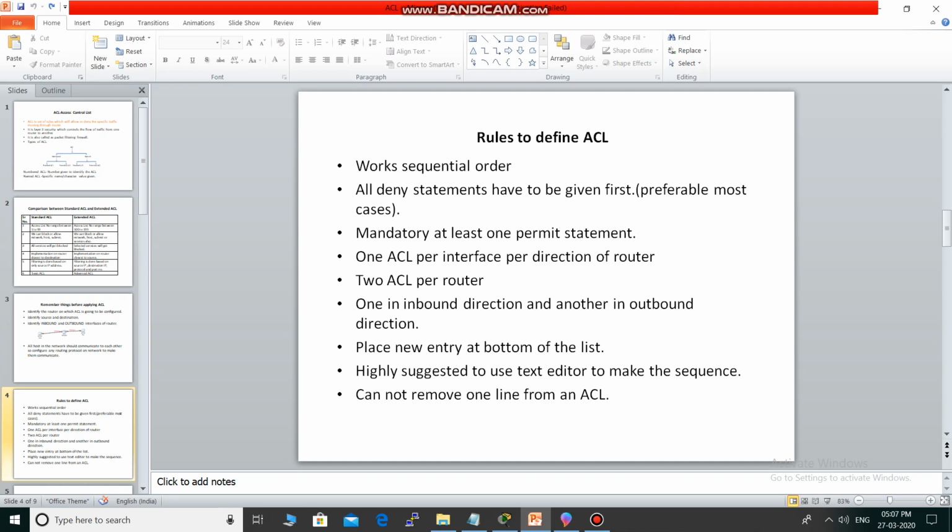If you want to place a new entry, then you have to add that particular entry at the bottom of the list. If you want to make the sequence of the list, text editors are highly suggested. And the last rule is an important one: you cannot remove one line from an ACL. That is an important thing. So this is the basic information of ACL. Then let us move to the next video to know standard ACL and extended ACL in brief.